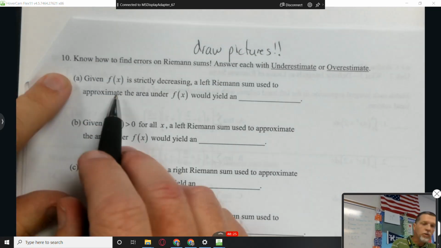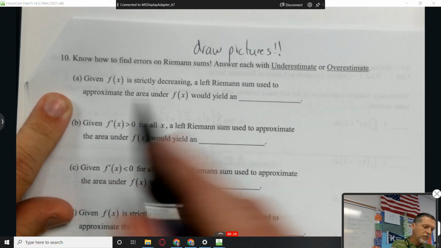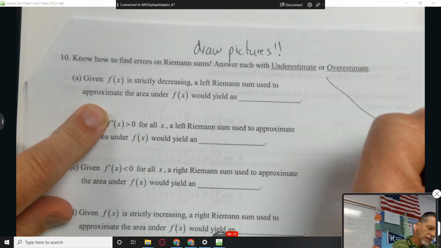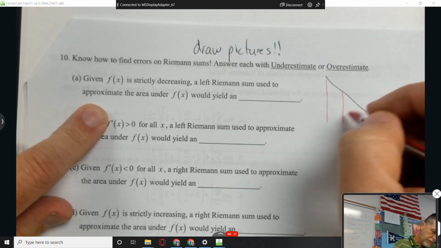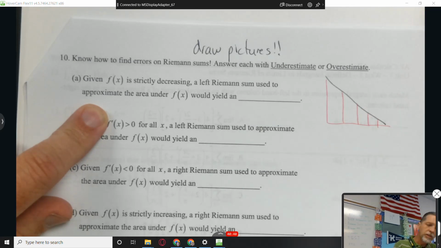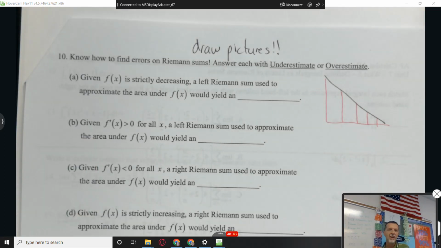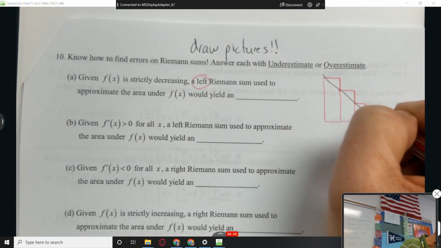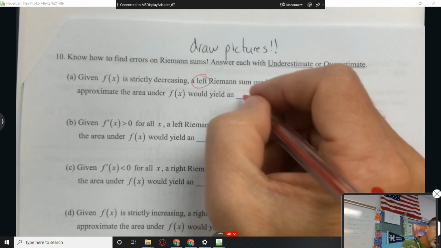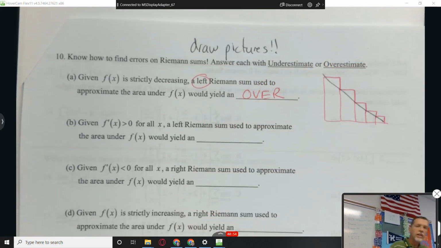So on part A of number 10, f of x is strictly decreasing. So we're going down. A left Riemann sum. So if we draw some rectangles or draw some partitions, and we come from the left, what kind of area are we going to get? An overestimate. So without drawing, I think they're hard. With drawing, I think they're easy. So draw what it says, and then I think it makes the question easy to answer.